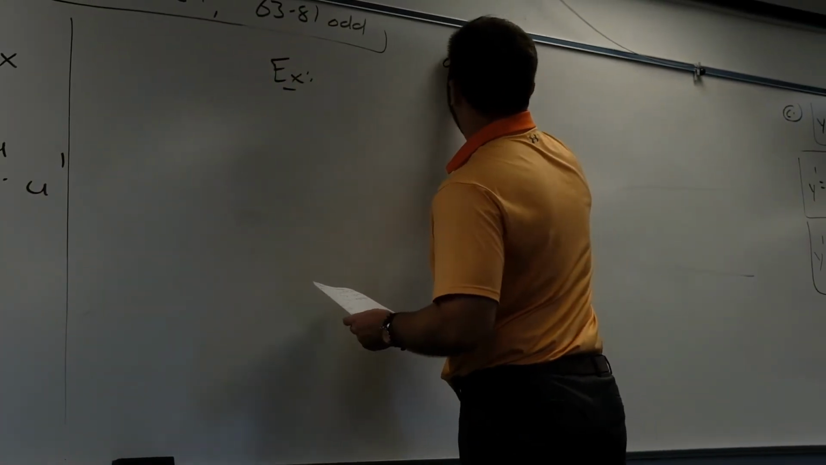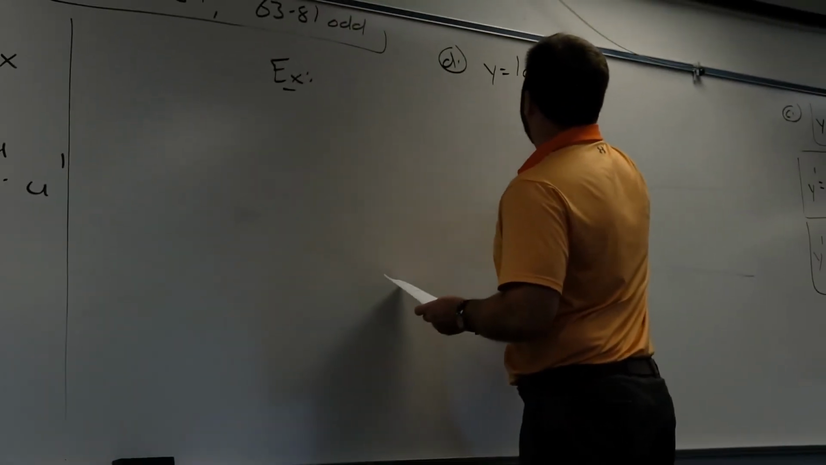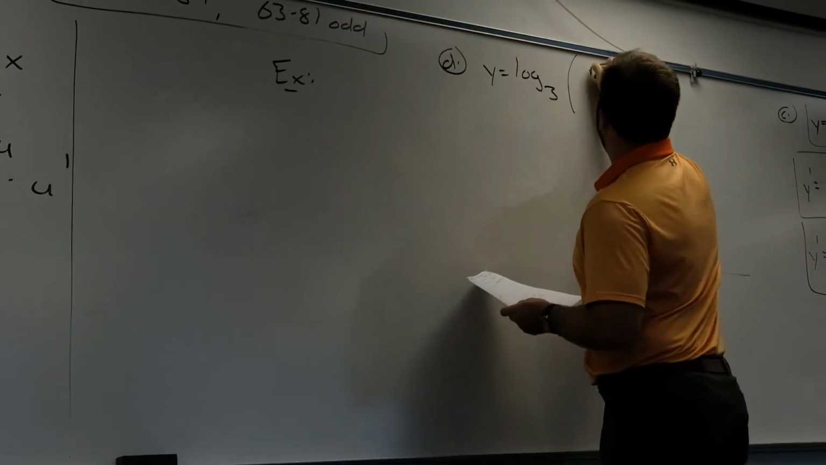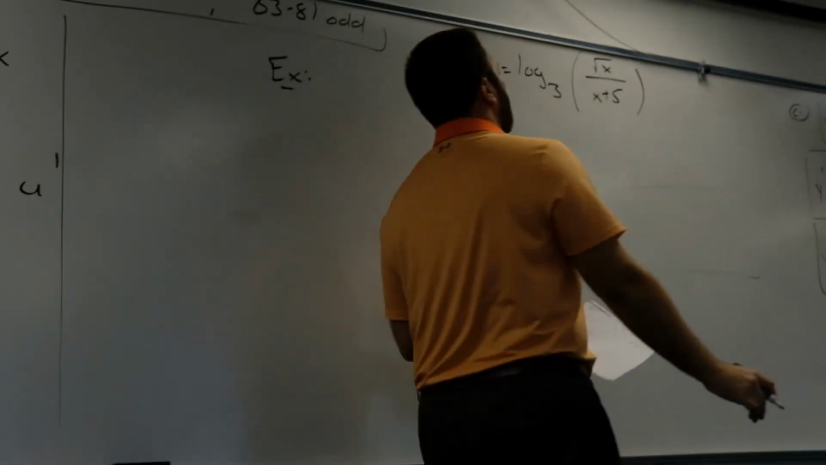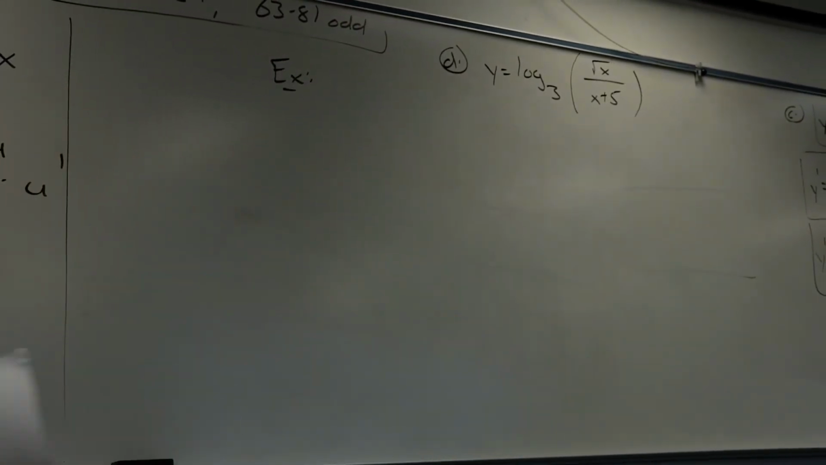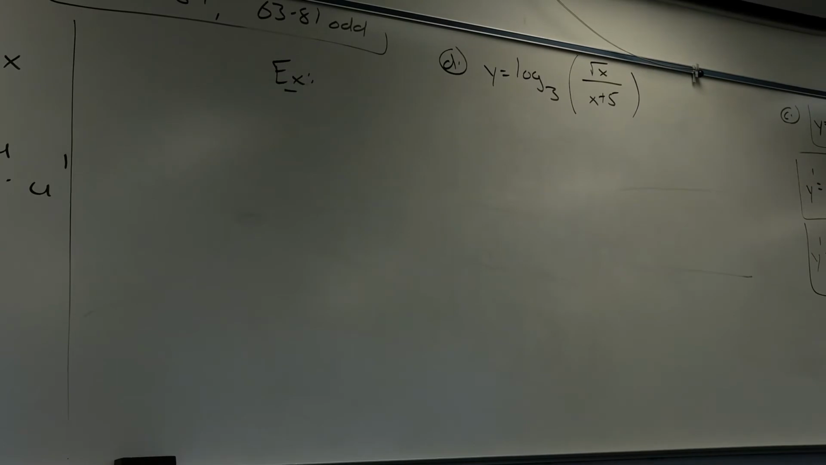Let's take a look at this. So y equals log base 3 of root x over x plus 5. So guys, how do you think we're going to deal with this one? Using the fourth rule. What's the fourth rule? Quotient rule.